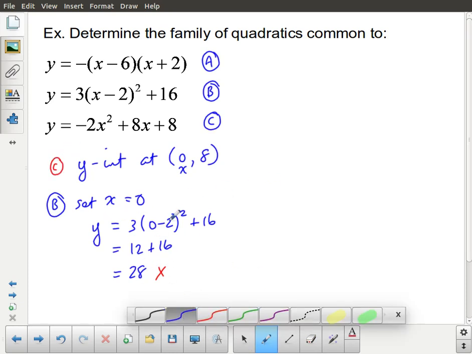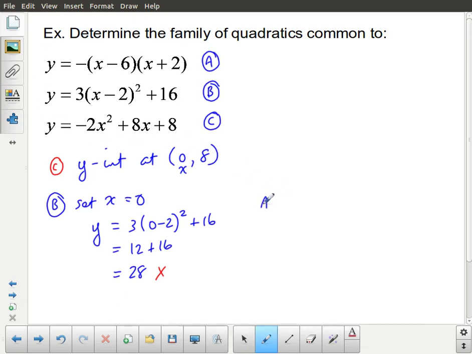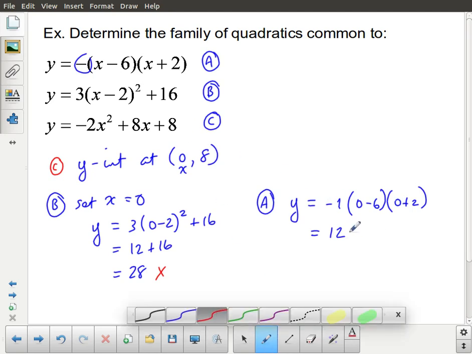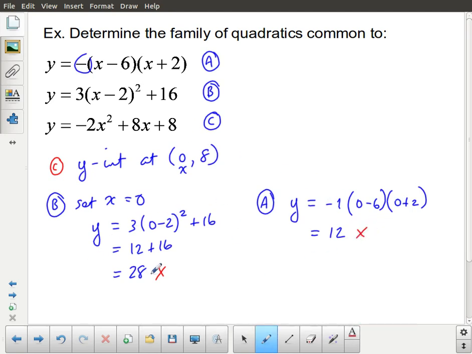And we could stop here. It's obviously not a family of y-intercepts, but let's take a look at relation A anyway. Y equals, and I'm setting x equal to 0, so that's -1 in front, then (0 - 6) and (0 + 2). That gives me a negative times a negative times a positive, so it's going to be positive 12. Once again, we didn't need to do this, but it depends on the order you do this. So in this case, none of them have the same y-intercept, so they're not a family of y-intercepts.